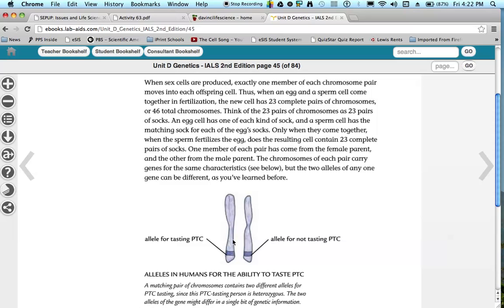So this would be one chromosome, maybe from mom, and this is from dad, and maybe this is the allele location on the chromosome for tasting PTC. Maybe dad gave you an allele for not tasting PTC. So you would have two alleles.